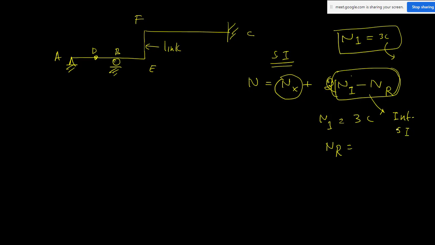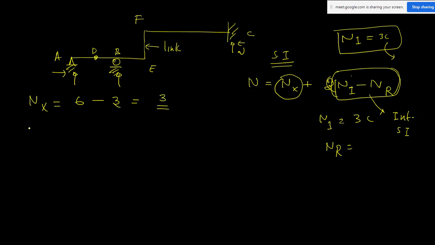So what is your external static indeterminacy? You have to see only the supports. At this support I have reactions 1, 2, and here 3. For a fixed support I will have 3 reactions, 4, 5, 6. So the unknowns are 6 and the equations are 3 for a 2D structure. So the external static indeterminacy will be 3.